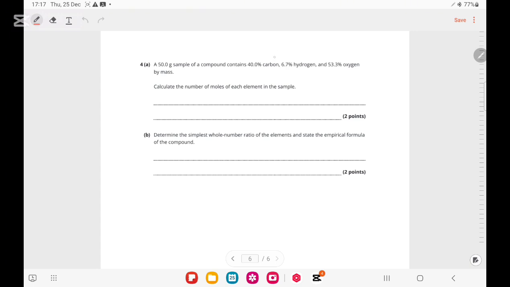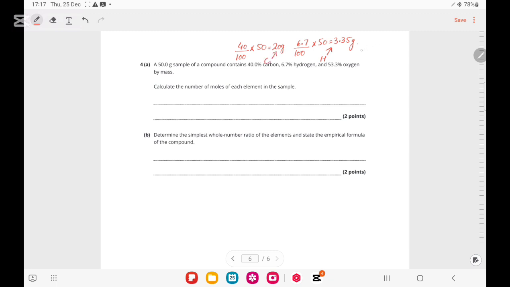First, we have carbon. In order to find the mass of carbon, carbon is 40%. So 40 divided by 100, times the total mass, which is 50. That comes out to be 20 grams of carbon. And for hydrogen, 6.7 divided by 100 times 50, and the answer comes out to be 3.35 grams. This is for hydrogen and this is for carbon.